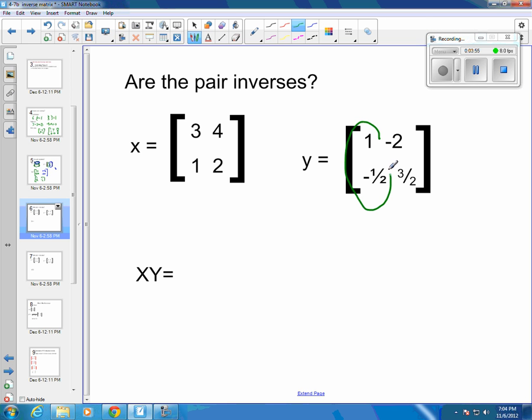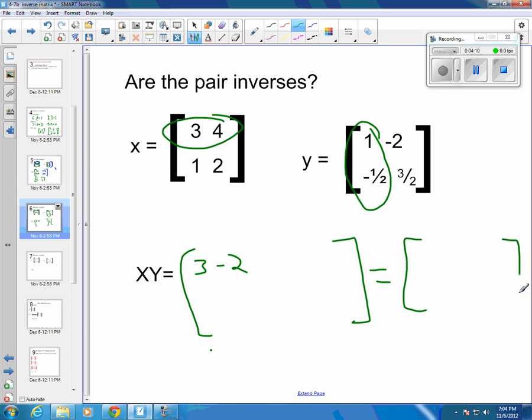So we're going to take 1 times 3, which is 3. And -1/2 times 4 is -2. Looks like we're starting out pretty good. 3 minus 2 is 1. Now we take the first row times the second column: 1 times 1 is 1, and 1/2 of 2 is -1. So that does give me the 0 right here. So far so good.